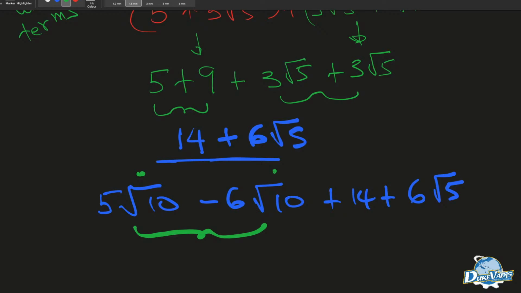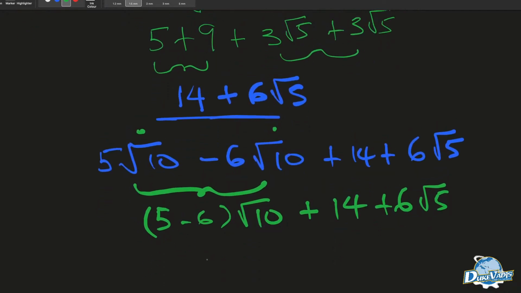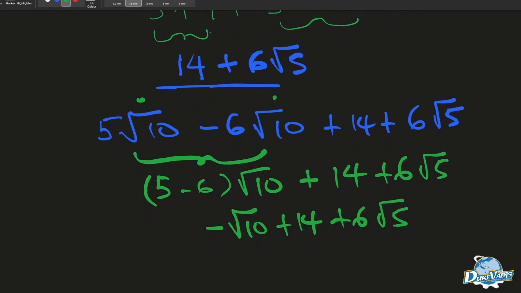So all we can do here is to factorize. So our answer will be (5 minus 6) in brackets times √10, plus 14 plus 6√5. So this 5 minus 6 means we have negative √10, plus 14 plus 6√5. So we can leave our answer in this form. So this is the final answer.